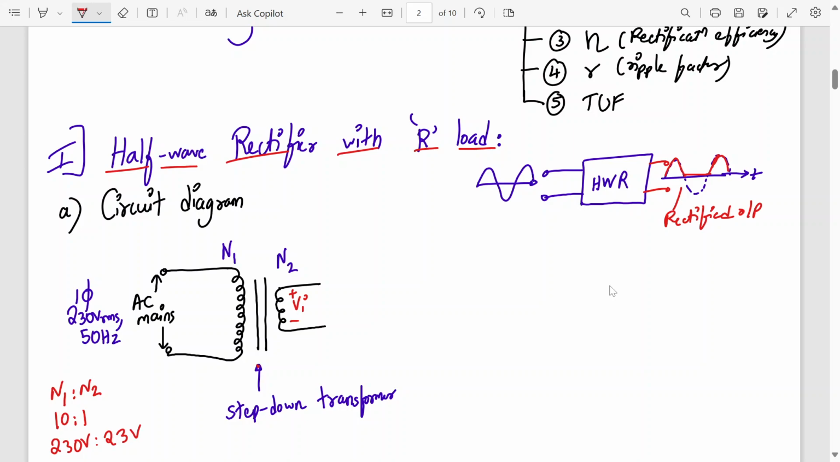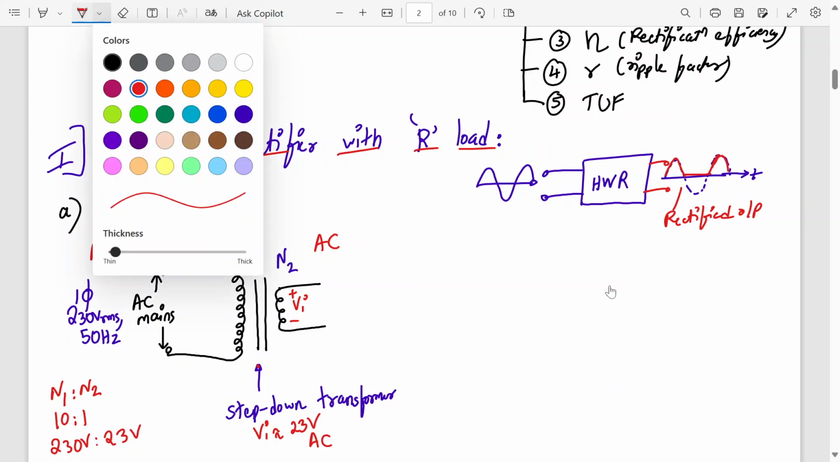You have done this in your lab also. In the lab, you have used a center tap transformer, which was a step down transformer only. So this is in the ratio 10 is to 1. So here you get 230 at the primary, and at the secondary, you will get 23. So Vi over here is around 23 volts, just an example. By the ratio of 10, it's reducing. If it is 248, it will reduce to 24. But this is AC. This is also AC. It does not become DC.